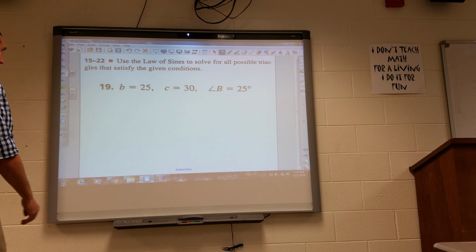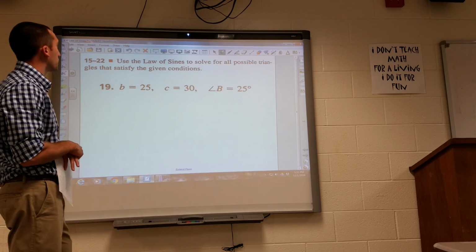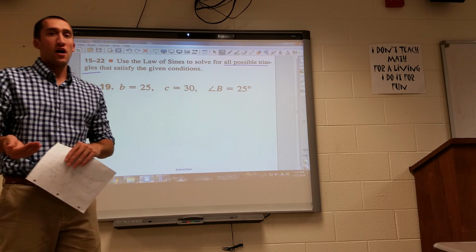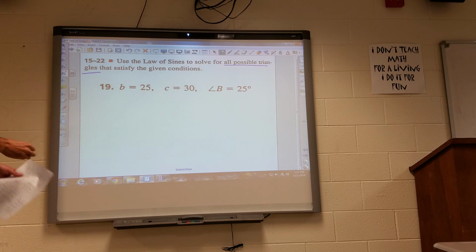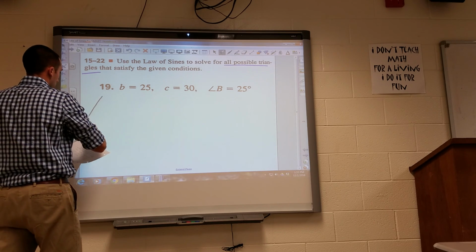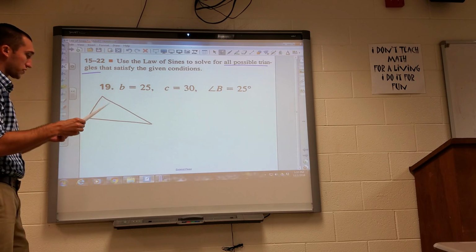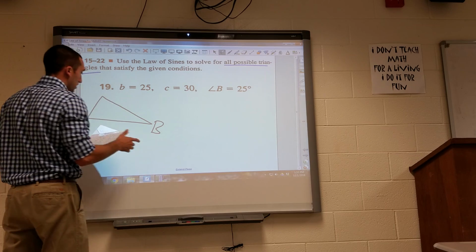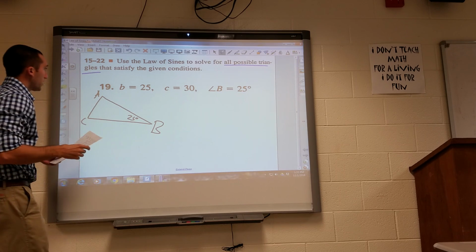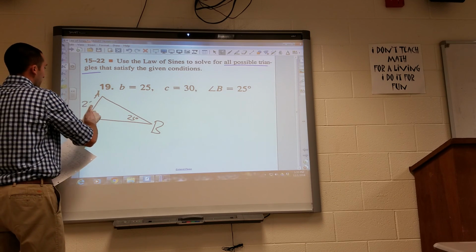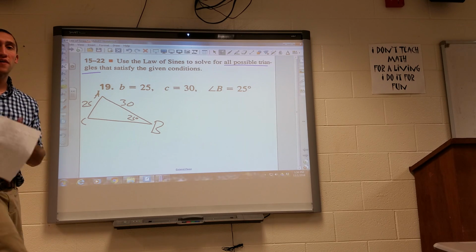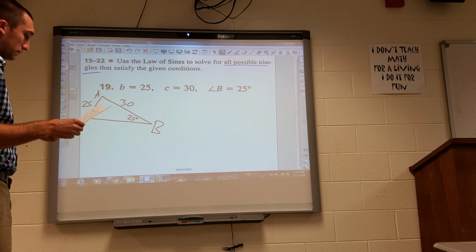Okay, finally, use the law of sines to solve for all possible triangles. I'll explain what they mean by all possible triangles after we solve the first triangle. So I'm going to go ahead and draw it, because I like to draw it just to give you a visual of what's going on. So this is B, let's just say A, C, and they say angle B is 25 degrees. They say side B is 25 and side C is 30. So we're solving the triangle, so again we have to find all the missing angles and missing sides.